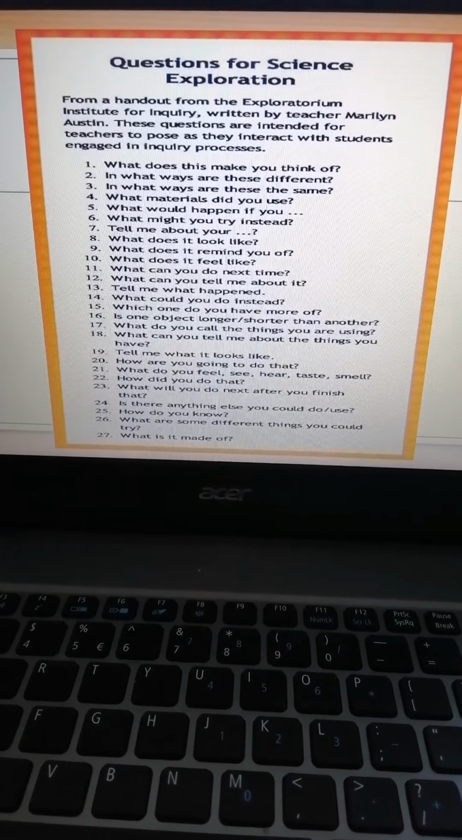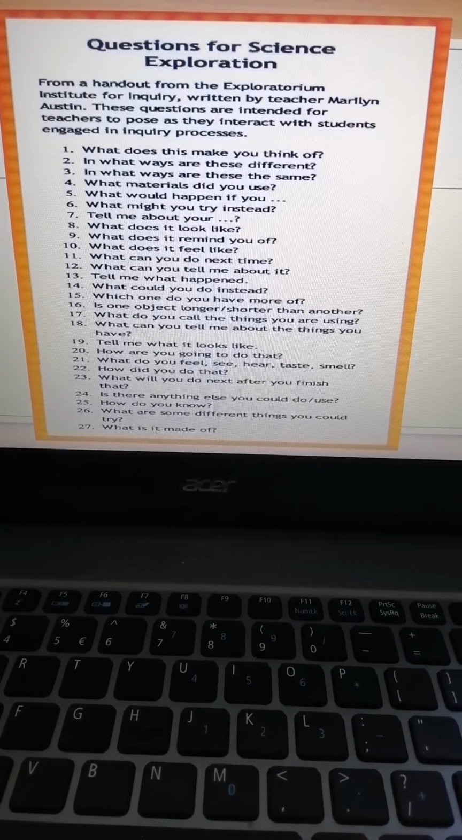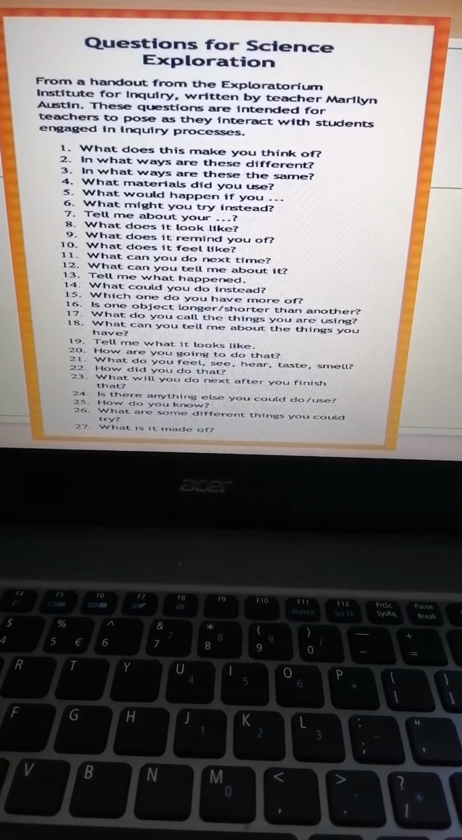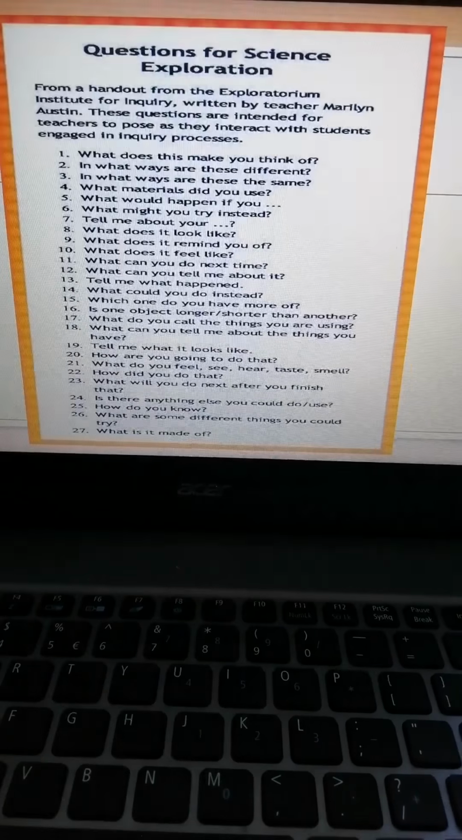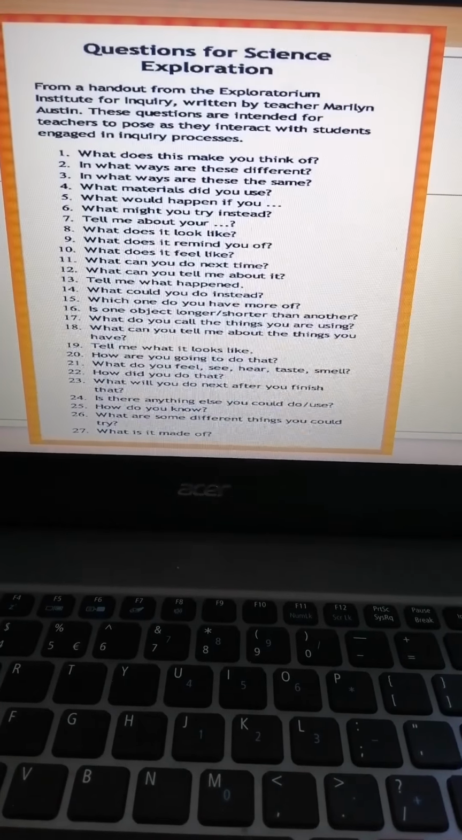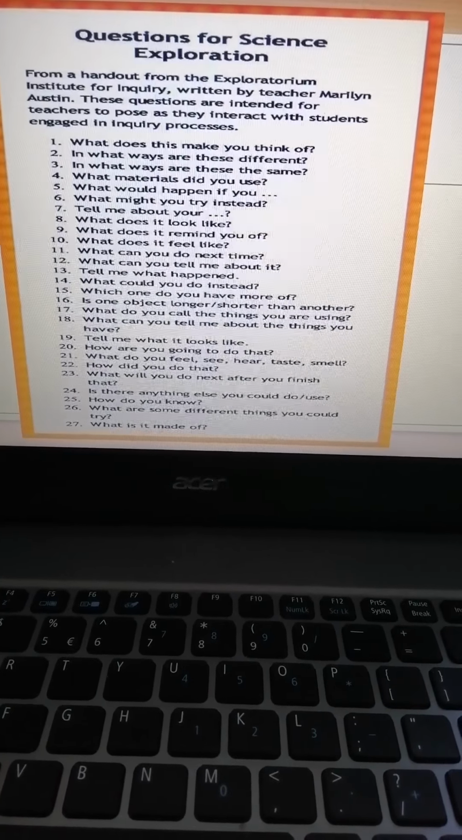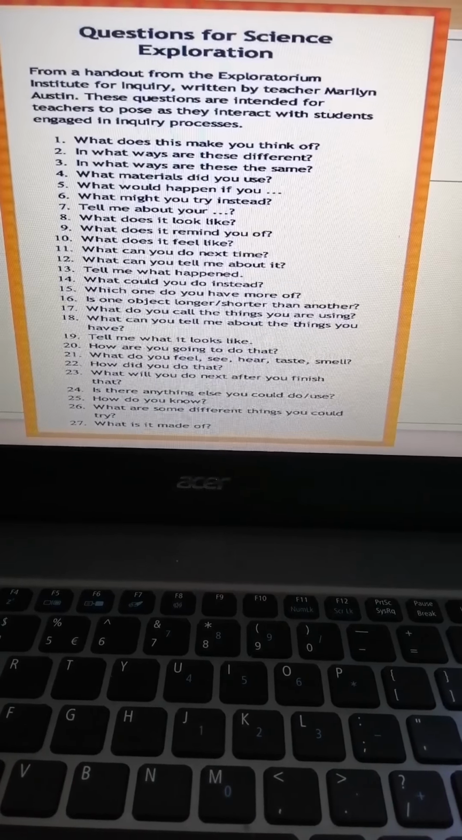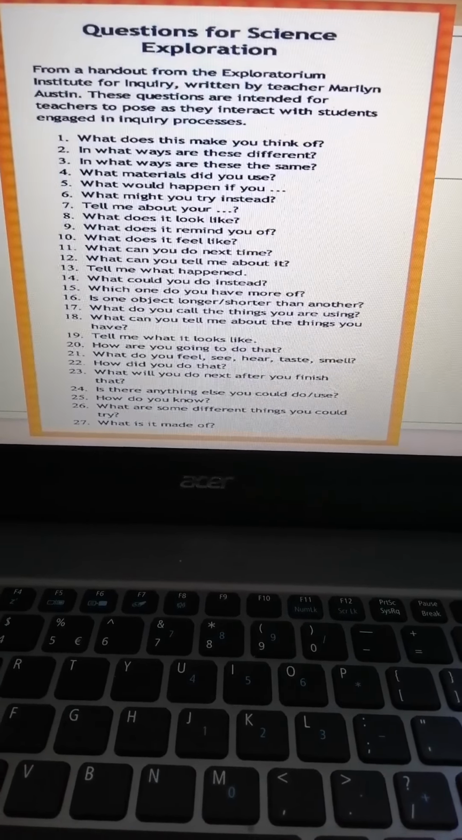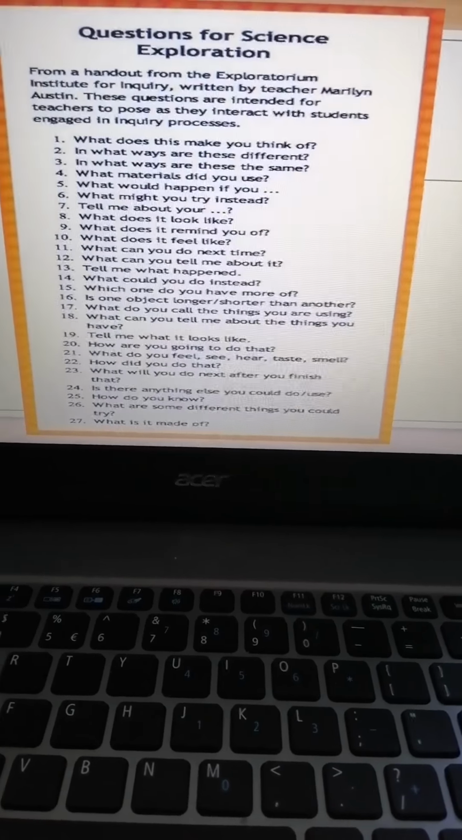Let's look into number 1. What does this make you think of? Number 2, in what ways are these different? Number 3, in what ways are these the same? So can you really see the patterns of open-ended questionnaire, which asks for detail, information, and it does not provide the participants with any options. So the researchers are expecting different answers from one participant to another.